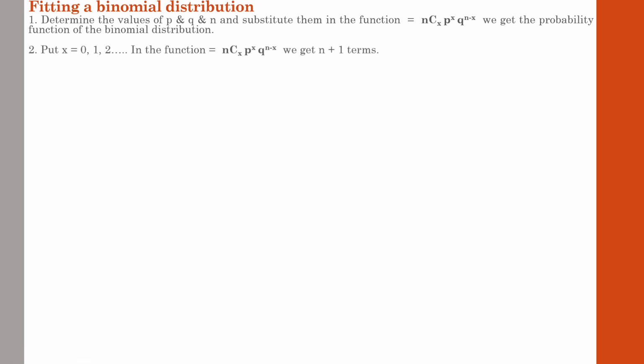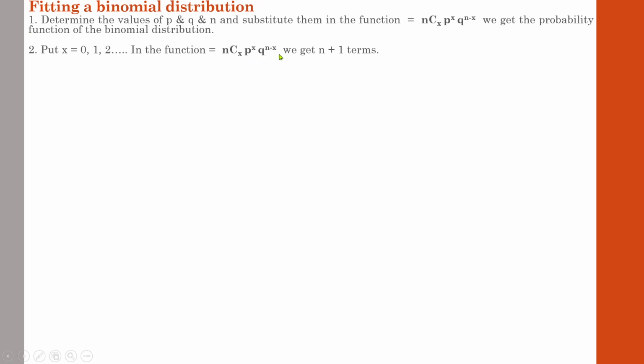Next, once you have identified P, Q and N, remember the X, whatever the number of events, you have to consider one more event, that is 0. Whenever you are asked to find the probability of a certain number of events, you need to first find the probability of the event that will not occur, that is X equal to 0. So if it is 6, instead of writing 1, 2, 3, 4, 5, 6, you also have to consider 0. So you will begin with 0. So putting X equal to 0, 1, 2, 3, 4, 5, 6 or any finite number, the function will be nCx into p raised to x into q raised to n minus x.